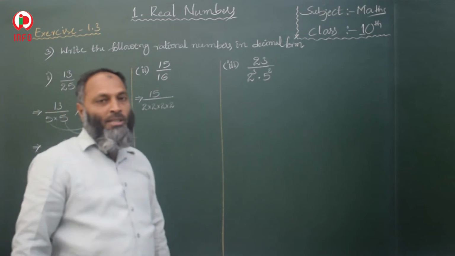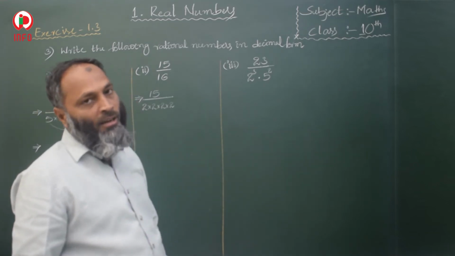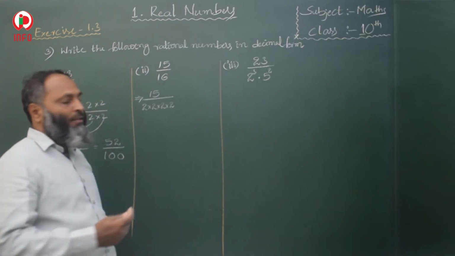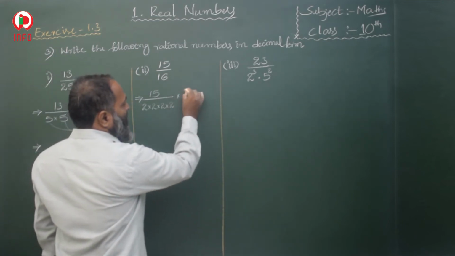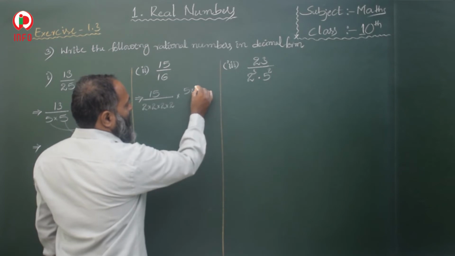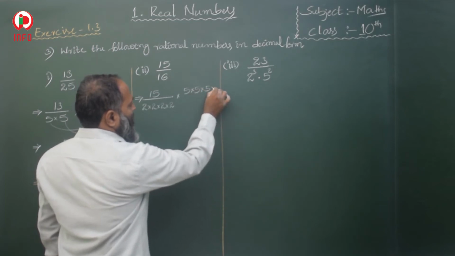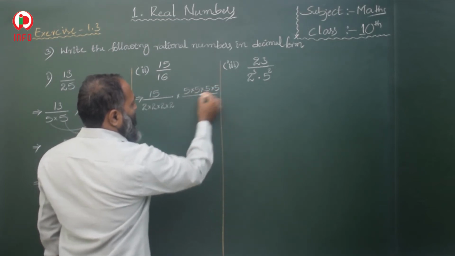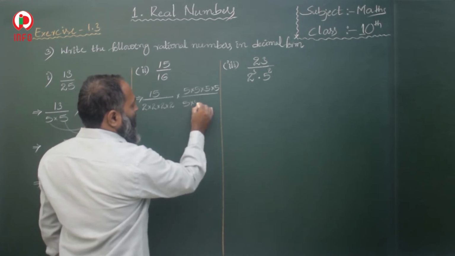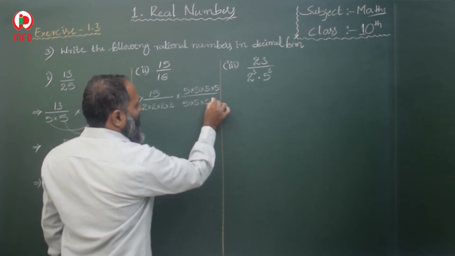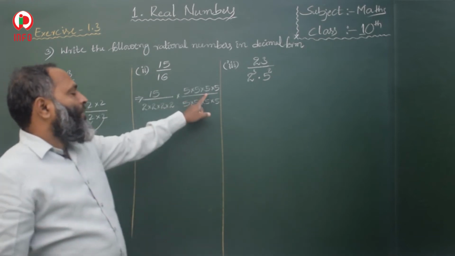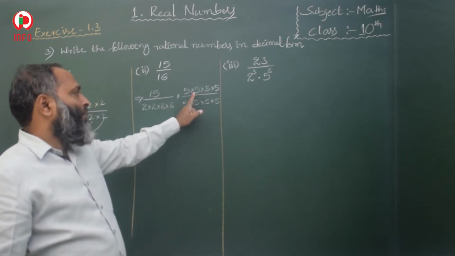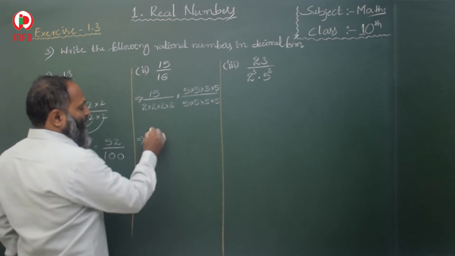4 2's means 4 5's we should take. So we should multiply numerator and denominator with 4 5's: 5 into 5 into 5 into 5 by 5 into 5 into 5 into 5. Now multiply. 5 5's are 25, 25 5's are 125, 125 5's are 625.